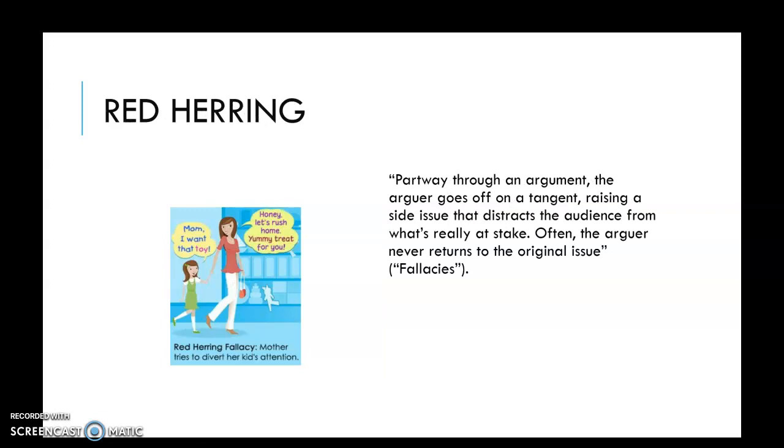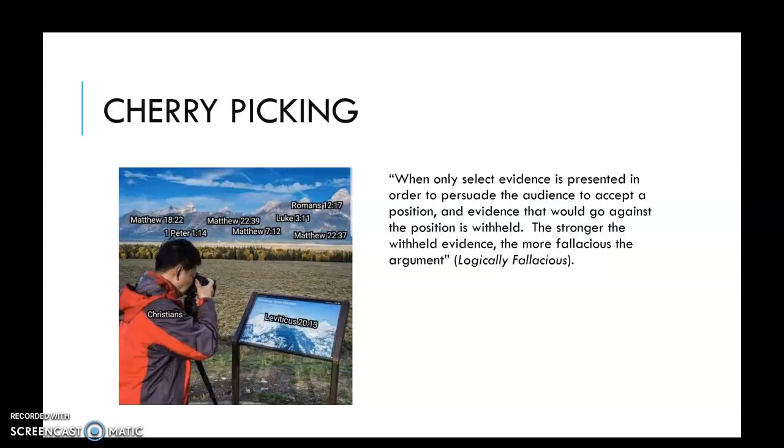Red herring is another kind of fallacy of distraction, in which an opponent brings up a tangential line of reasoning that doesn't necessarily bear on the current argument, like a mother who distracts her child from the toy aisle by promising treats at home. Cherry picking occurs when an opponent ignores the bulk of the evidence for one piece of evidence that proves their point. Cherry picking is common when there is no conclusive evidence.